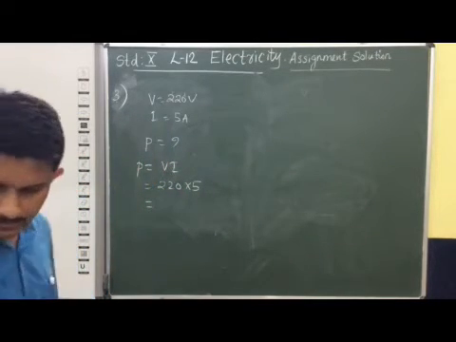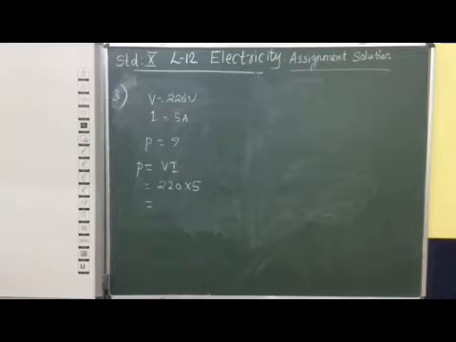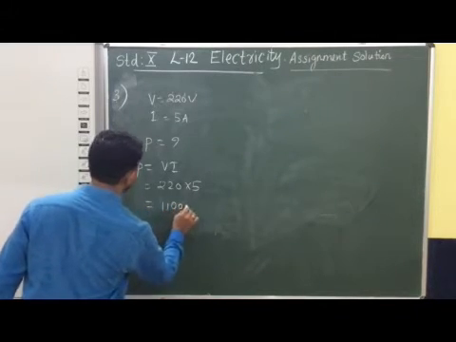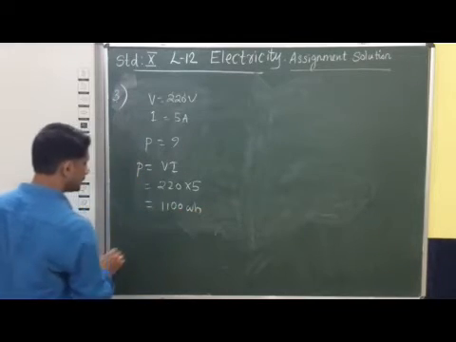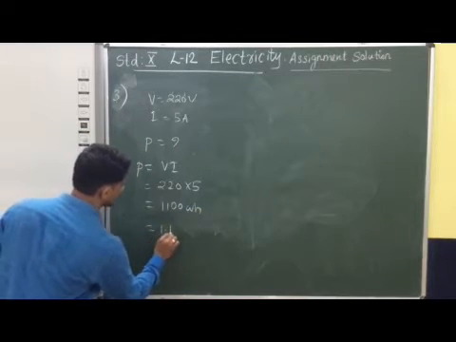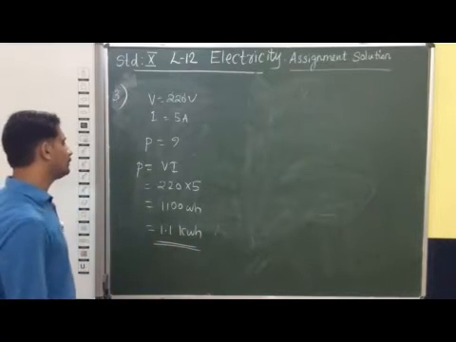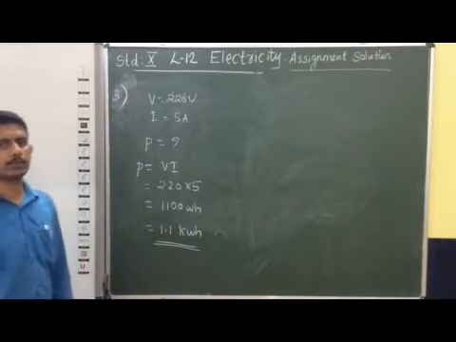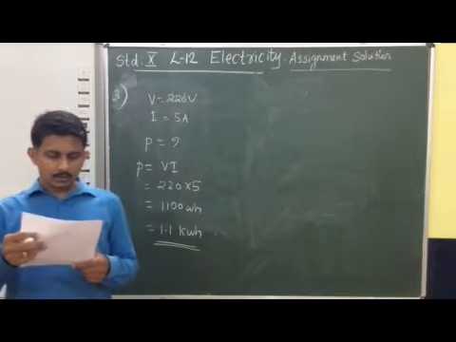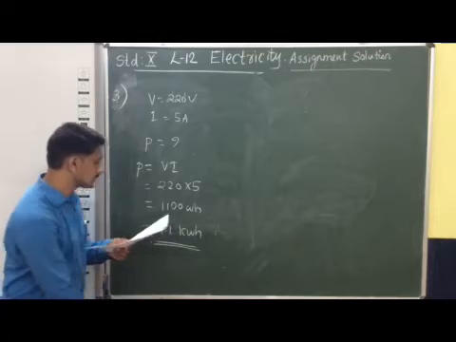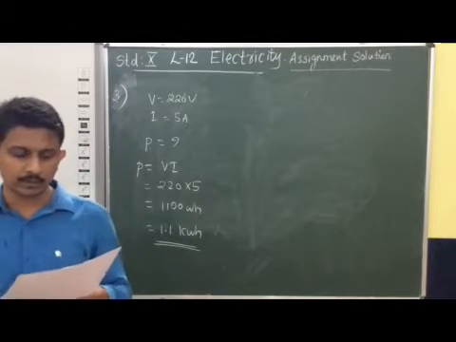So we can get the answer as 1100 watt, that means we can represent this as 1.1 kilowatt. So this is the amount of power consumed by this. So what is the power? We are getting the power as 1.1 kilowatt.